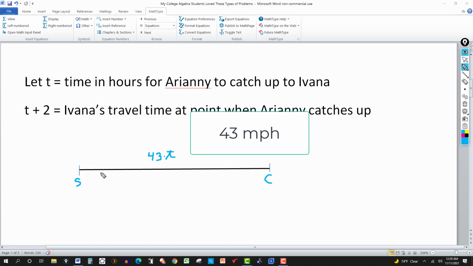Now at the point when Ariane catches up, the distance for both of them is the same. So for Ivana, she's going at 8 miles per hour. So distance is equal rate times the time. So this is multiplied by her time. Her time is 2 hours more than Ariane because she had a 2 hour head start. Okay, so there I have it.